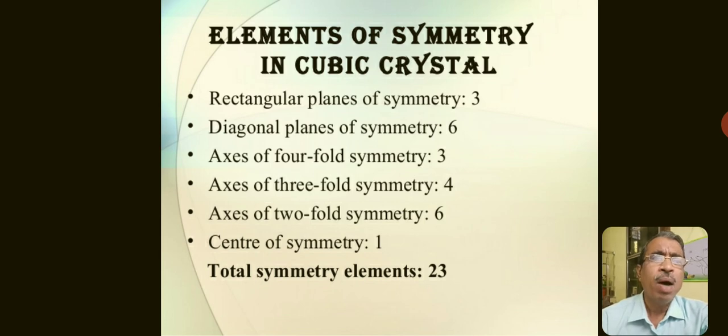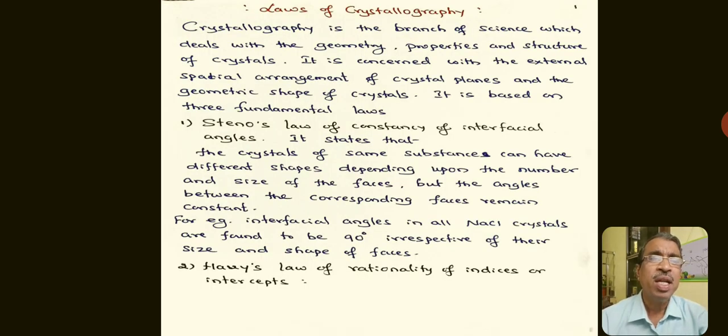So, this is about the symmetry elements in crystals. Based on these symmetry elements, the laws of crystallography are framed. Crystallography is the branch of science which deals with the geometry, properties, and structure of crystals. It is concerned with the external spatial arrangement of crystal planes and the geometric shape of crystals.